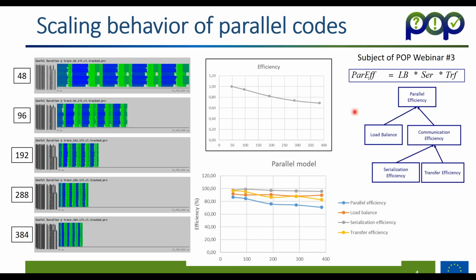And this is what was the subject of the previous POP webinar, where we presented that the parallel efficiency can be described as a multiplicative model of load balance, serialization, and transfer. These factors are three numbers that tell us how their evolution with increased core count tell us what are the fundamental limiting aspects of the behavior of the application.